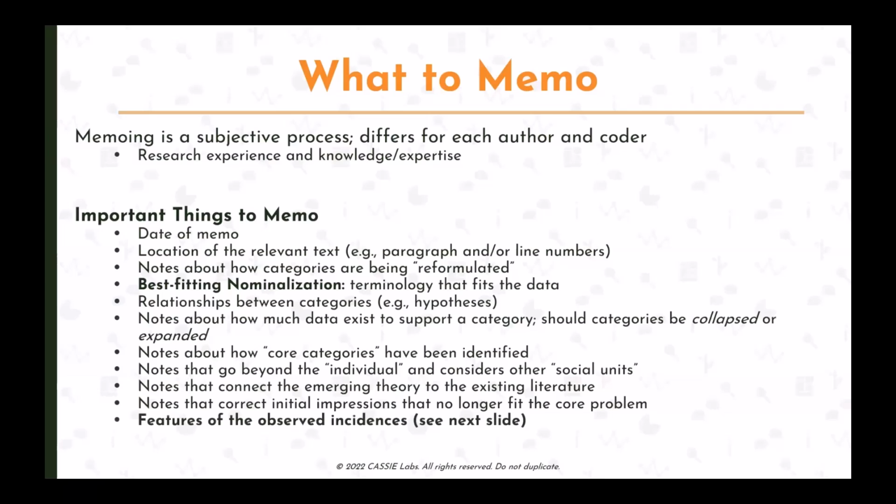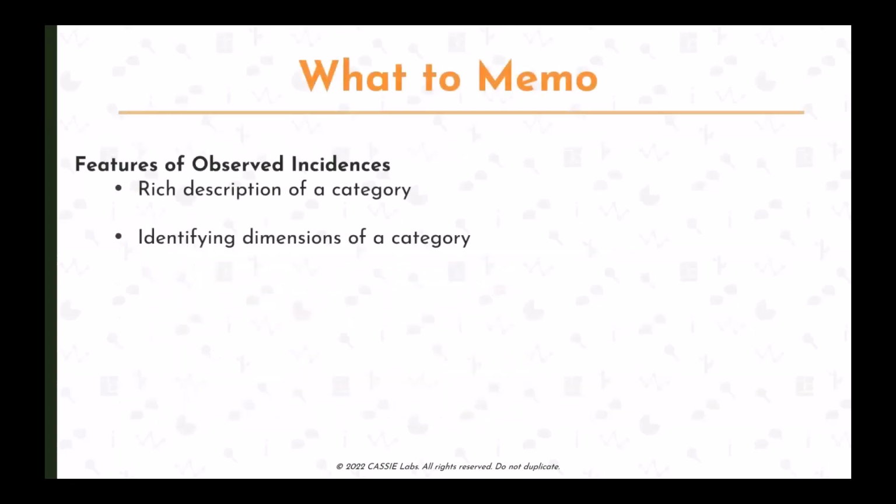Memos should also be logging what they call the features of the observed incidents. So again, every time you see evidence of this category, this incident, we want to make sure that we have an adequate description of what it is. So what are some features of observed incidents, and how can we log this in a memo? Again, it's about providing as much detail as you can.